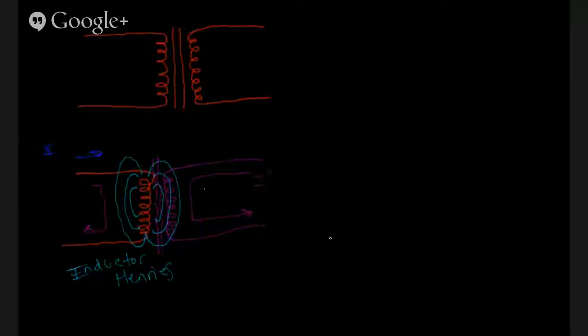And what makes transformers useful? Let's see if I can articulate it. In this case, if we have the same number of windings on this side as we do on this side, then whatever voltage we put over here on our primary, if the ratio of these windings are the same, then we'll end up with the exact same voltage over here.